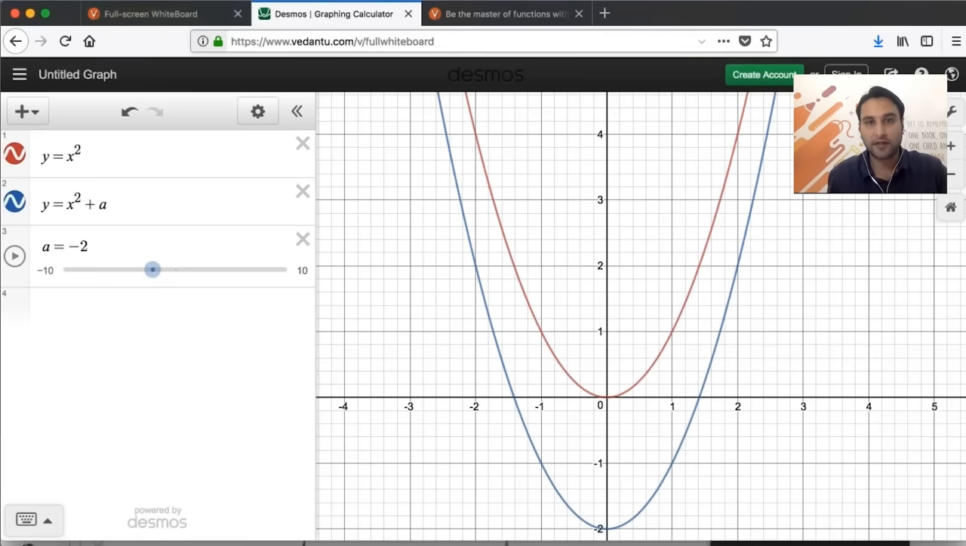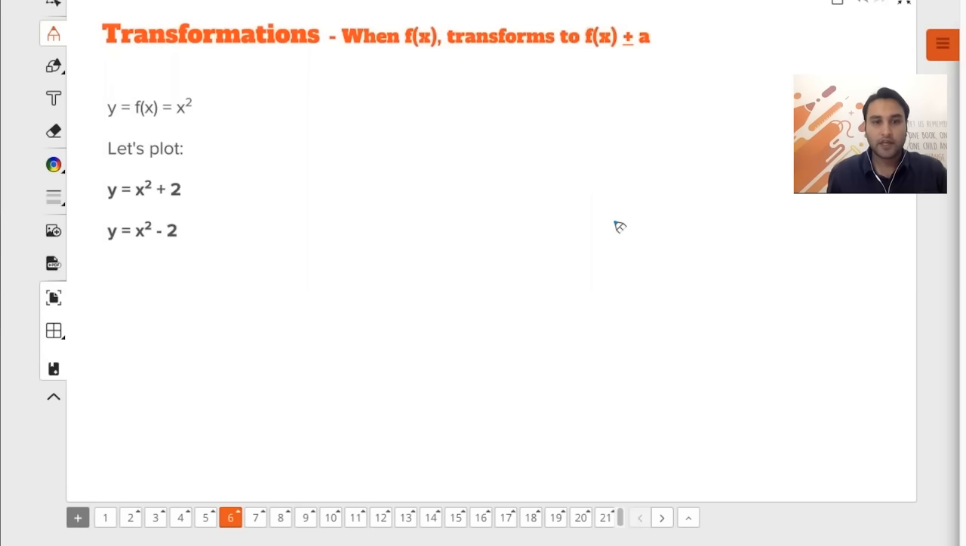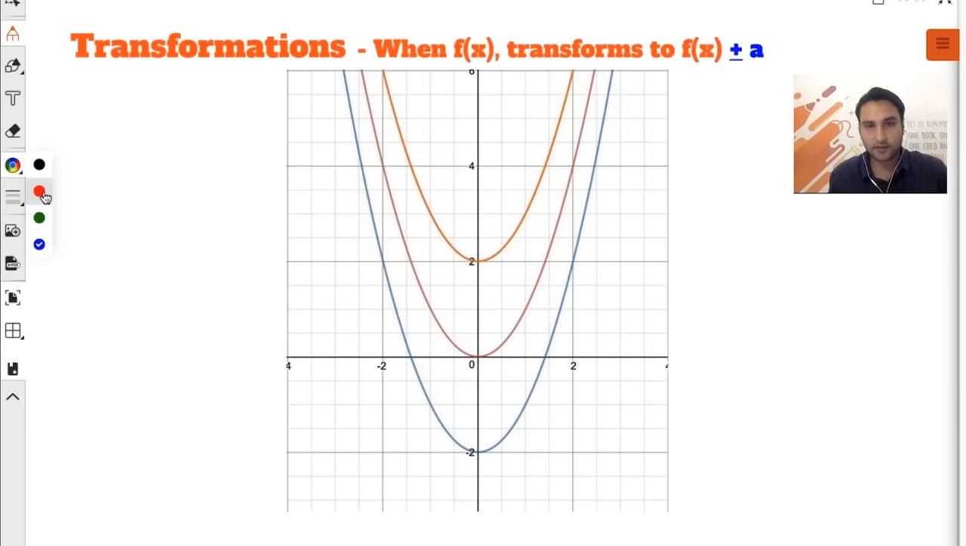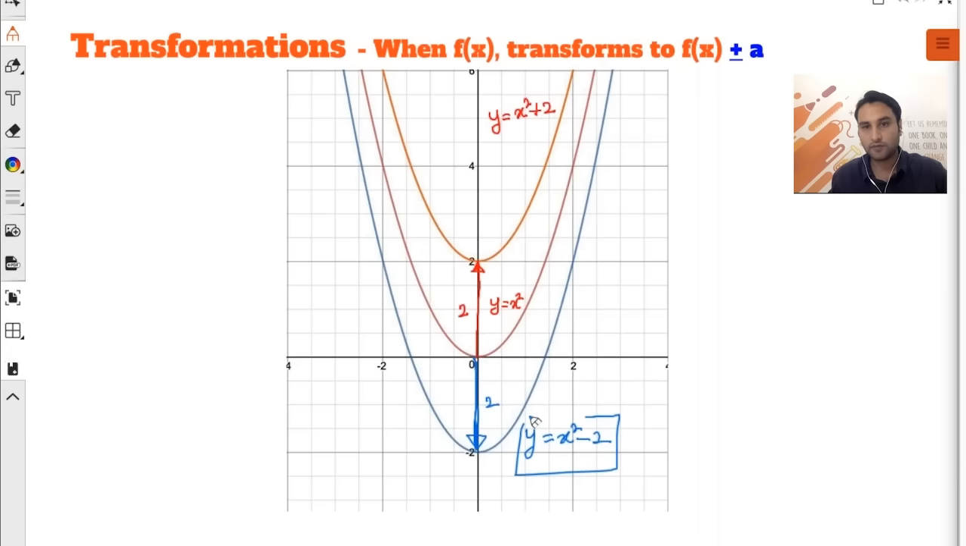So let me quickly revise and summarize it for you. If we know the graph of y equal to x square, which is this graph, then the graph which has gone up by the distance or the gap 2 is actually y is equal to x square plus 2, okay? And similarly, the graph which goes down by 2 units is nothing but y is equal to x square minus 2. Cool?